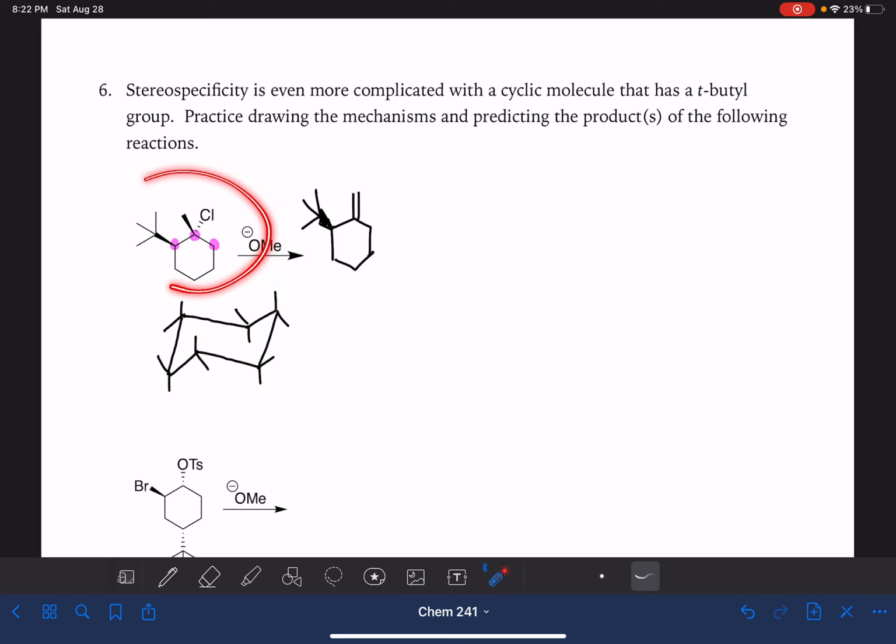However, in this example, we have a tert-butyl group. Tert-butyl groups are super bulky and they always have to be equatorial. When you have a tert-butyl group on a ring, the ring is actually not capable of ring flipping anymore. Tert-butyl groups can never be in an axial position. They are forced to always be in an equatorial position, which means that this molecule can't ring flip. It can't experience different conformations.